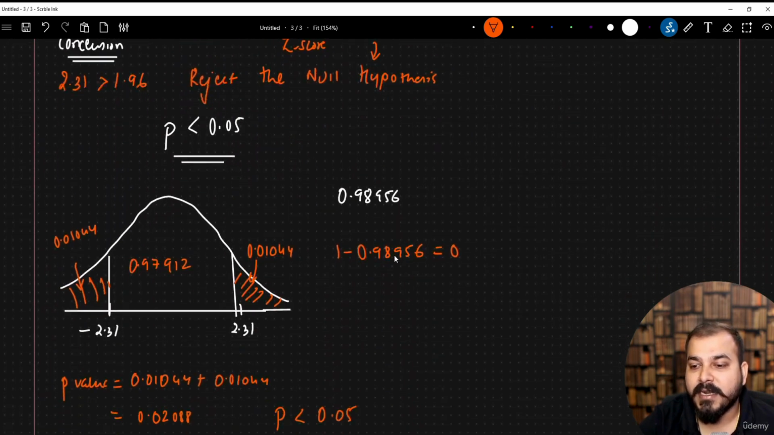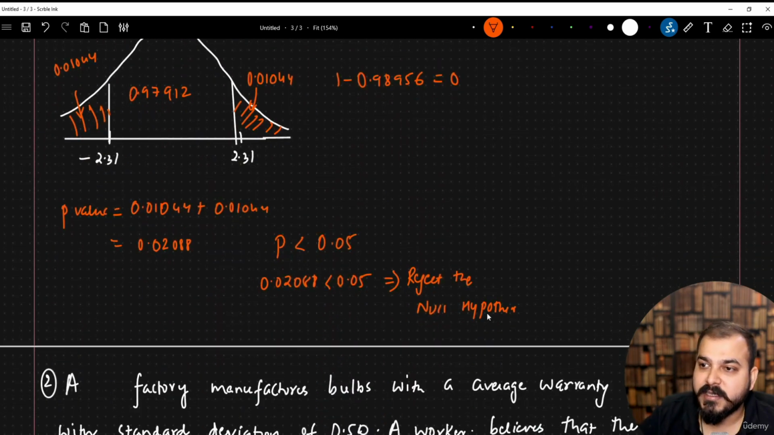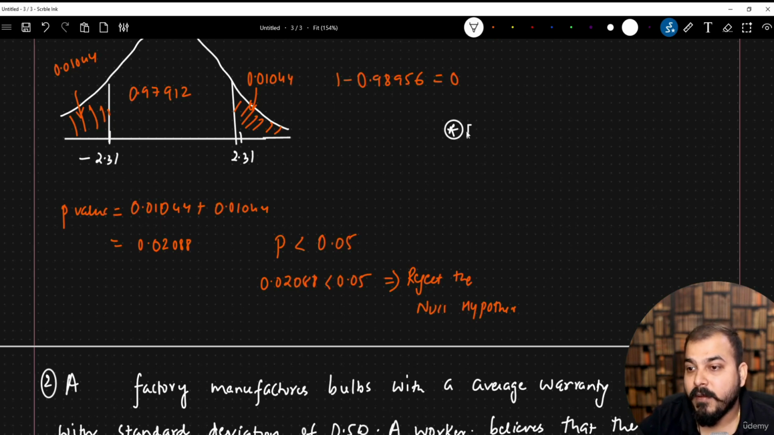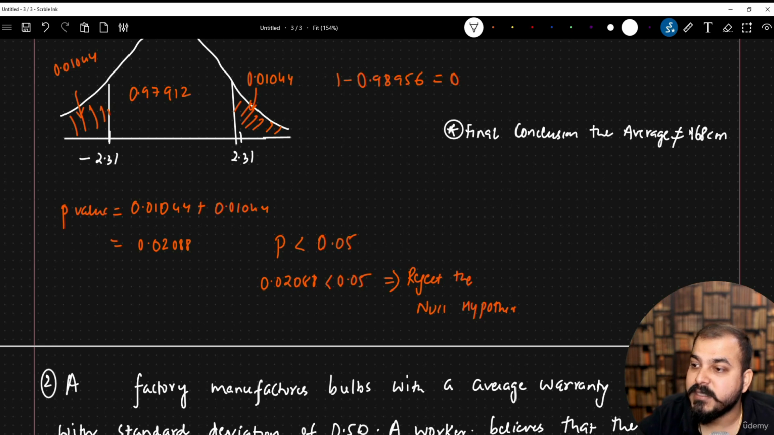So over here, you can conclude that we are rejecting the null hypothesis, and the final conclusion will be that the average height is not equal to 168 centimeters. This is what we are concluding. But if you want a more refined conclusion, since we are getting the result in the positive direction, that basically means the height is increasing, right? So based on the doctor's sample, the average height seems to be increasing.